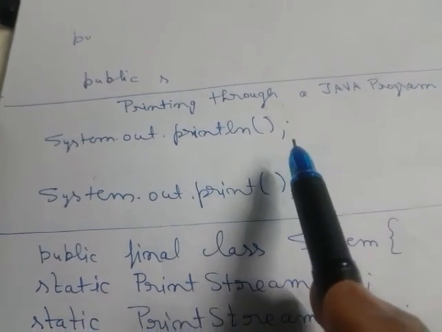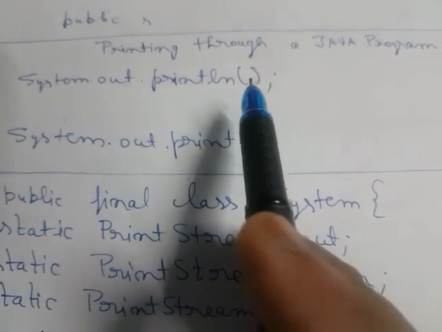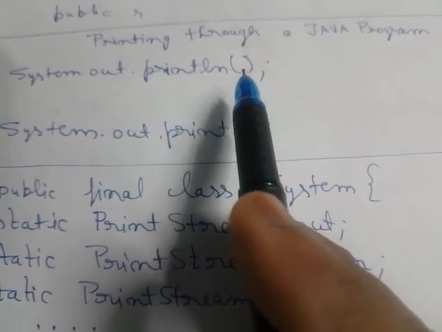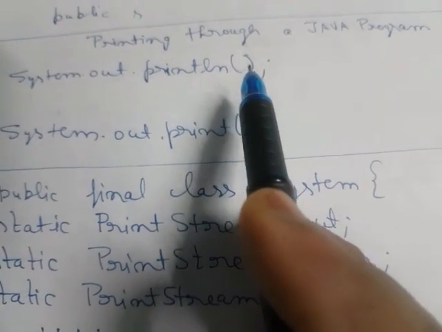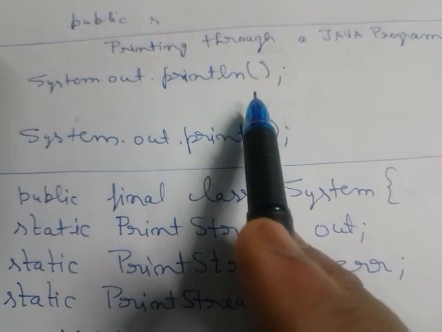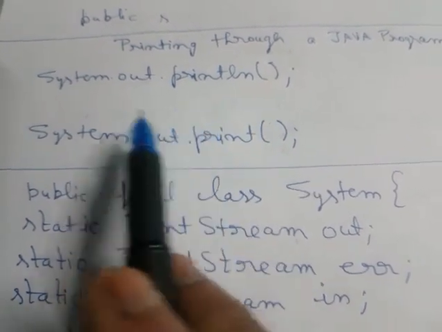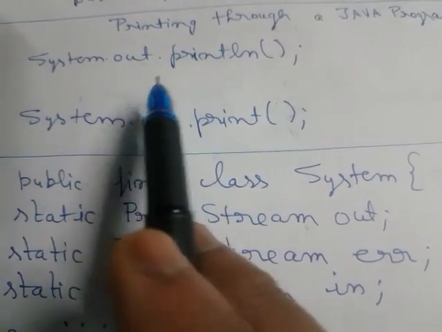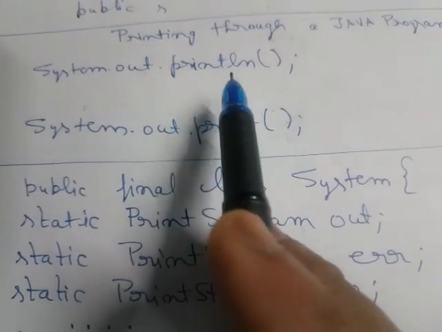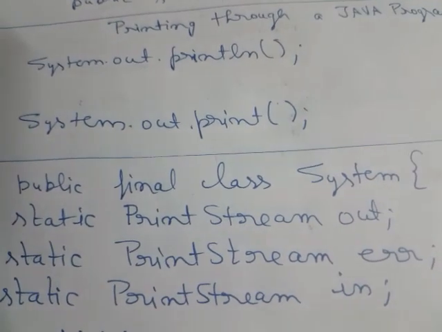System.out.println parenthesis semicolon. So whatever you specify within this parenthesis, whatever arguments you pass through this, will be printed on the screen, right? And println has a new line associated with it, so whatever print statement appears after this statement, that output will appear on the next line. That will be explained just now.